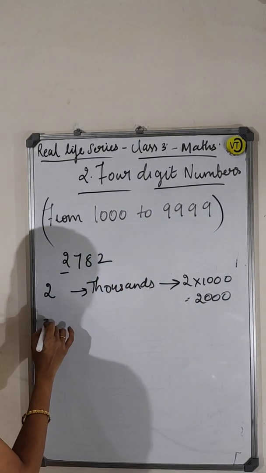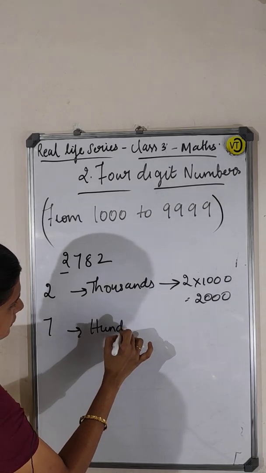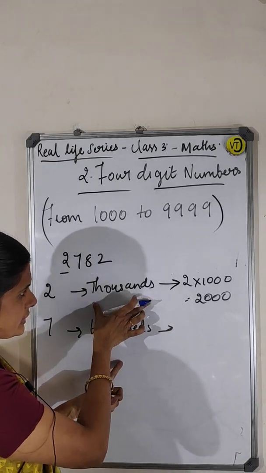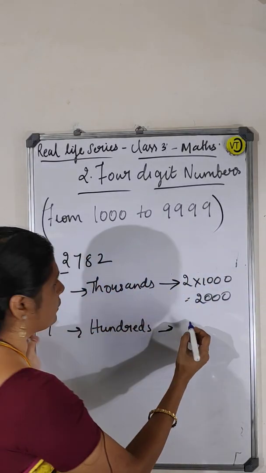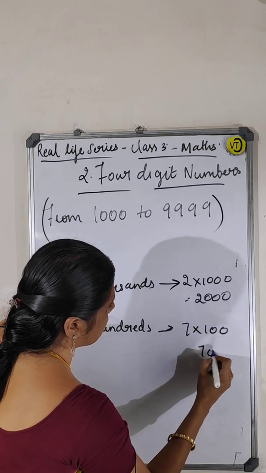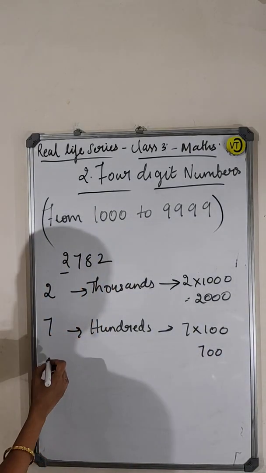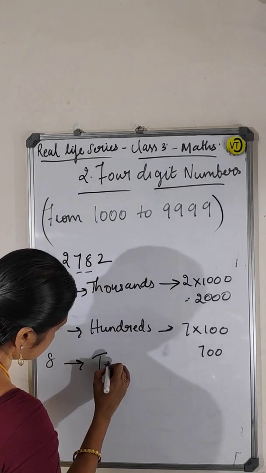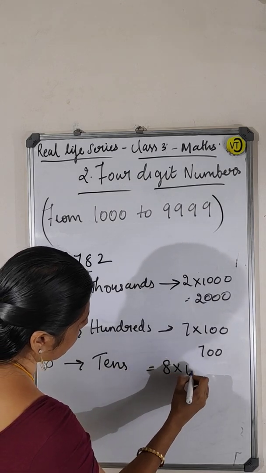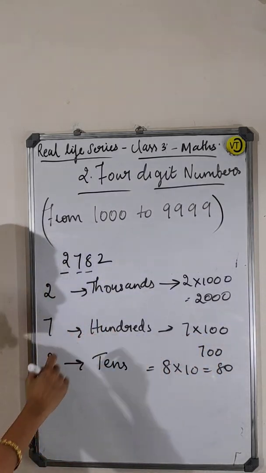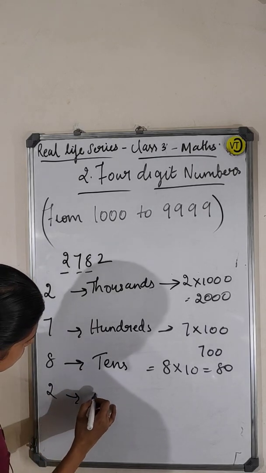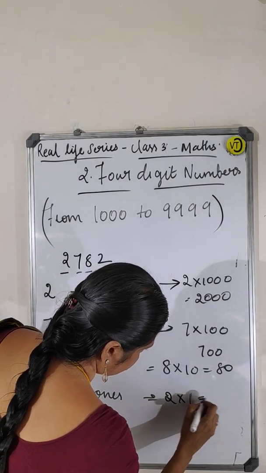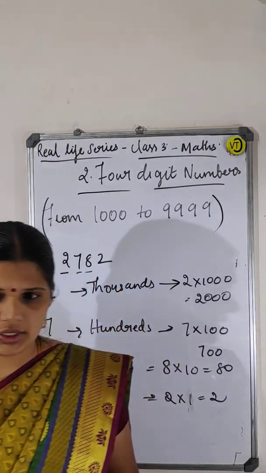The next digit, 7. It is in the hundreds place. What is the place value? 7 into 100, that is 700. The next digit is 8. It is in the tens place. It is 8 into 10, that is 80, its place value. And this is 2. It is ones. So 2 into 1, that is 2. This is how it will be.